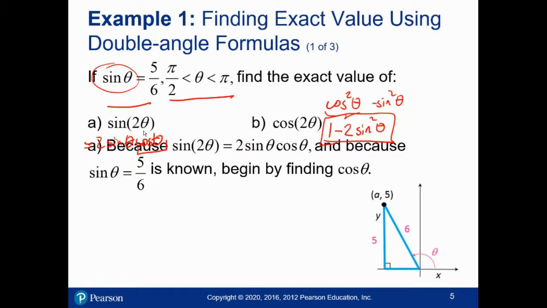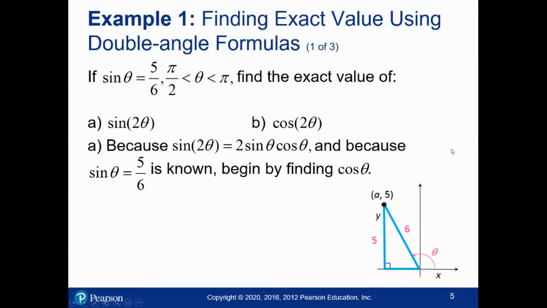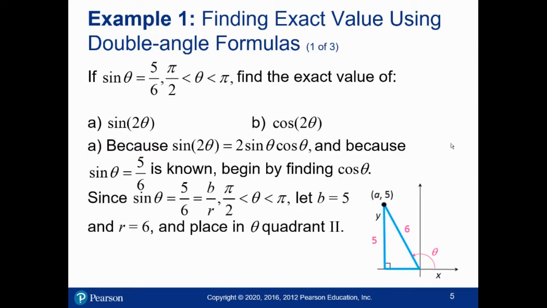Okay, so let me just clear my pen marks out of the way. So for part A, we're going to use the double angle formula for sine. So that's 2 sine theta cos theta. So we've got to find cos theta. We're just going to use a Pythagorean identity.